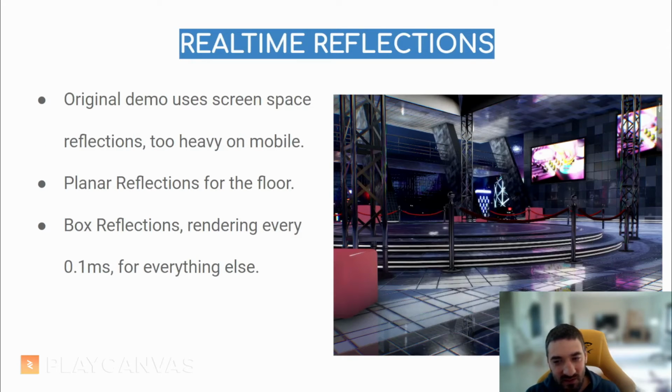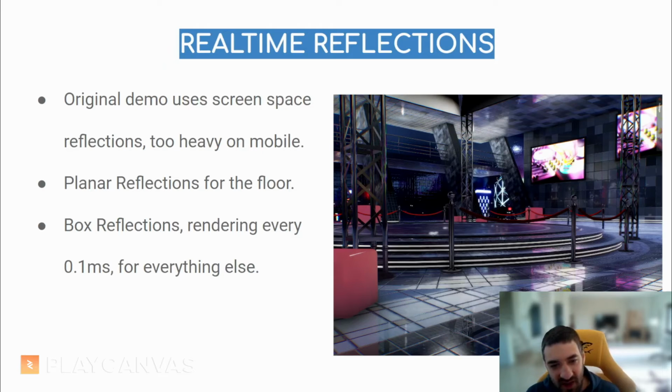Now, let's take a look at how we try to match the final effects and image quality that we got from Unreal to PlayCanvas. One of the biggest things this scene used in Unreal and made it look pretty was real-time reflections. The original demo used screen space reflections, which are quite good because they can be easily seen on any surface. And they don't really require any special setup, but in our case they're too heavy on mobile, and also they are not available right now in PlayCanvas.